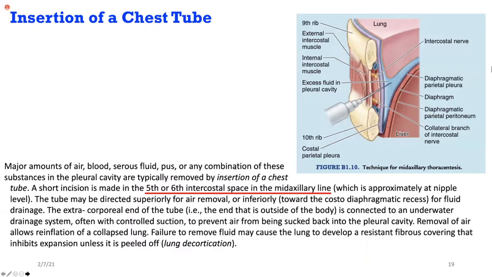So when we are intervening, guys, there is a mistake in our book, Moore. If you look at this image, we talk about insertion of a chest tube. He's writing 9th rib. If it's the 9th rib, then 10th rib below it, so this is the 9th intercostal space. So this is a typo error. I'm not blaming him. The 9th rib and 10th rib, look at it.